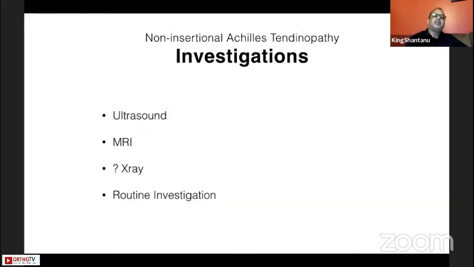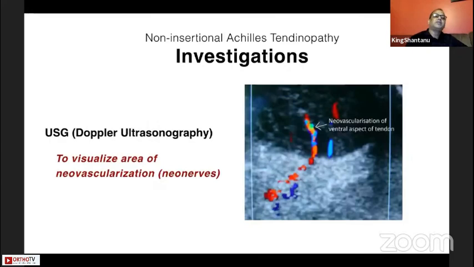So investigations, we can have routine investigations, but ultrasound and MRI are the most conclusive tests. X-rays are rather not helpful because there will be no changes until there is calcification. So what do you get? In ultrasound, especially Doppler ultrasonography, there would be areas of neovascularization. This neovascularization can be seen in this kind of ultrasonography, and we would understand that along with neovascularization, there's formation of new nerves as well.